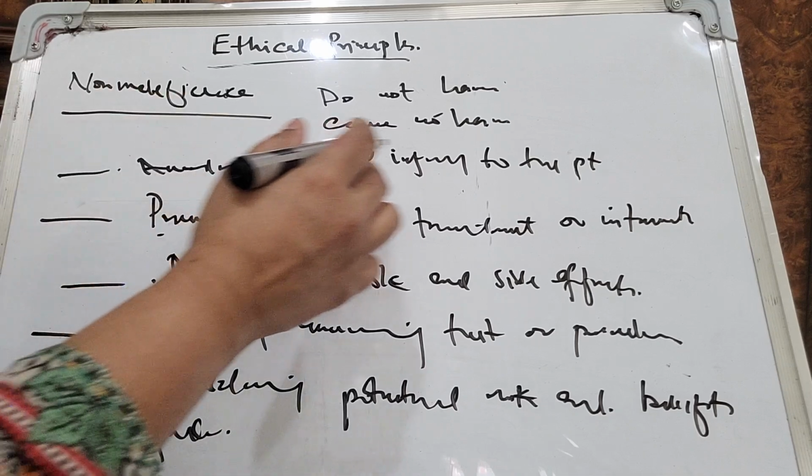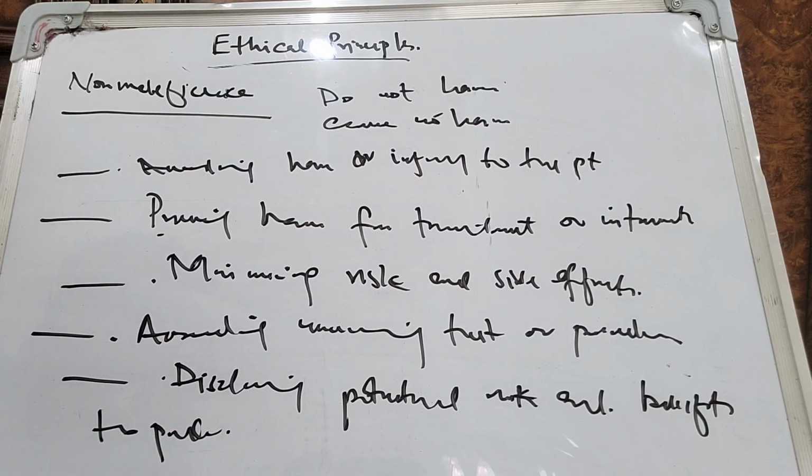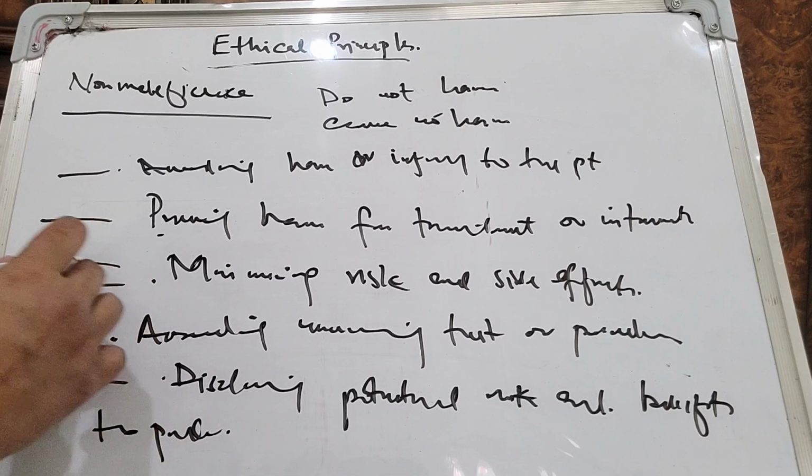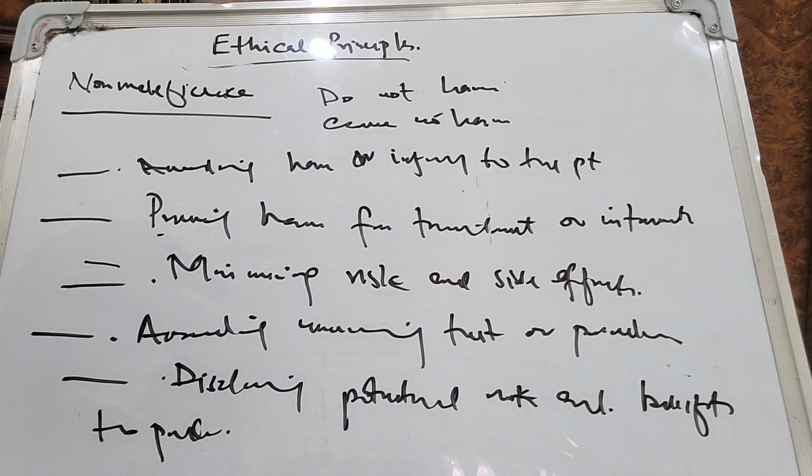So, avoiding harm or injury to the patients during your duty, this is our responsibility. We will avoid harming or injuring the patient. When we are providing treatment or any intervention, we have to prevent the patient from harm. We minimize the risk and side effects. For any procedure, we have to check first what the risks and side effects are. So we have to discuss with each other, then we proceed. So minimizing risk and side effects, proper communication is very important.